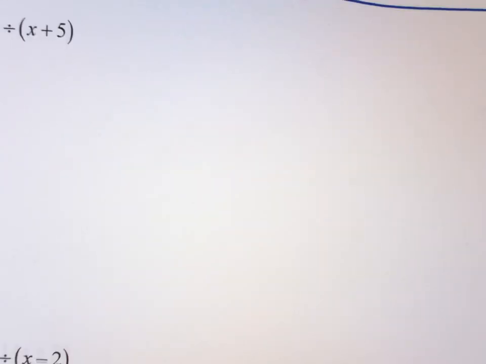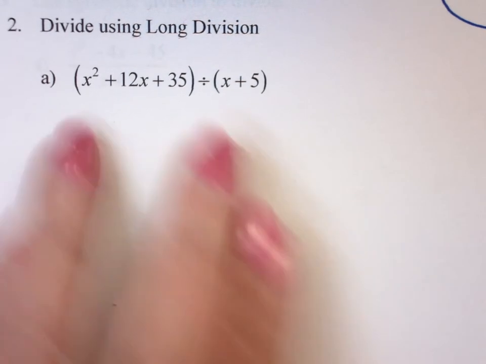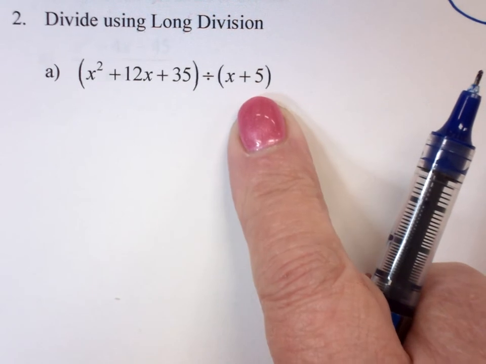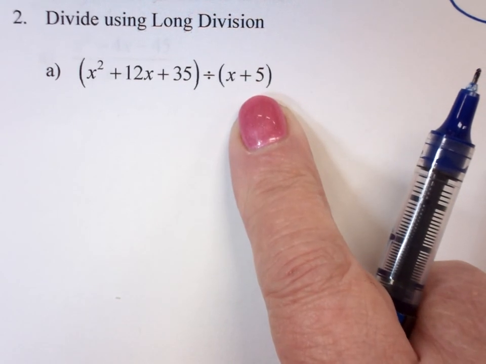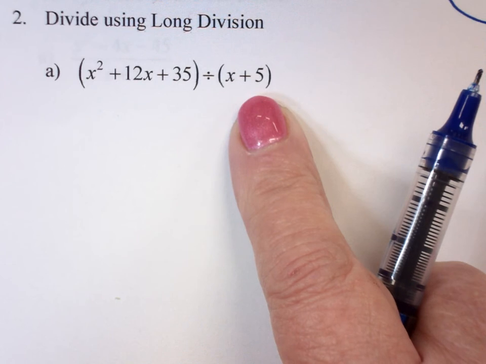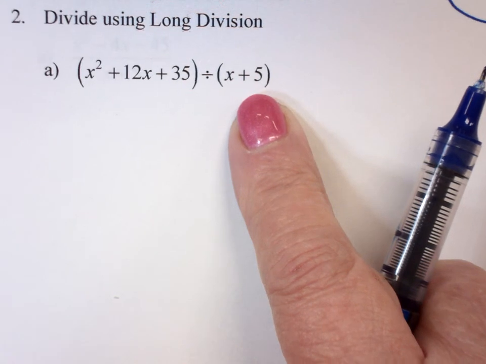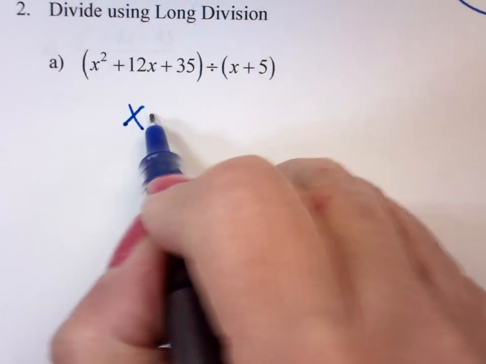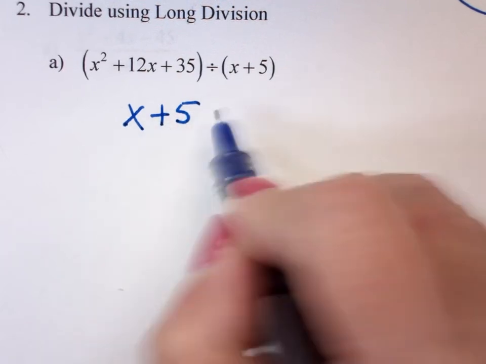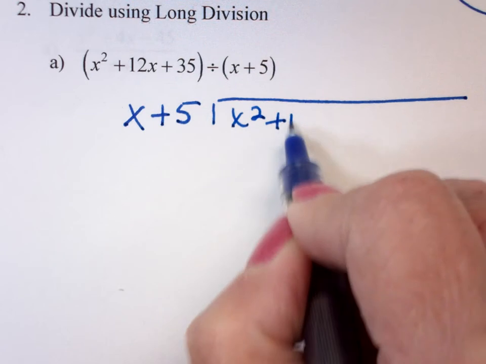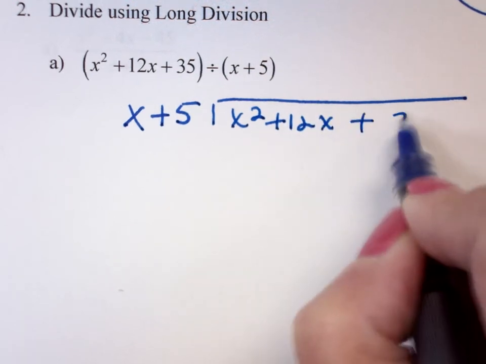Long division. Now, I could actually, this guy factors, and an x plus 5 would cancel out. Now, that would be your simplify, yeah, but that's not divide. And you're going to find in college algebra, division serves a completely different purpose. Okay, so that says I want to take x add 5 divided into x squared plus 12x plus 35.